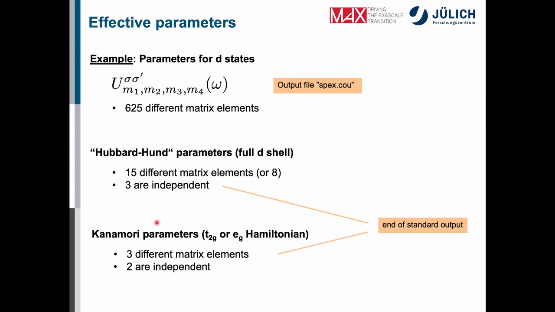We have seen that, in the case of strontium vanadate, the correlated subspace was composed of t2g orbitals instead of the full d shell. Indeed, this further reduces the number of different matrix elements to 3, or only 2 independent ones. The same holds for a correlated subspace that is formed by eg orbitals. Again, the 2 independent parameters are written at the end of the standard output of Spex.